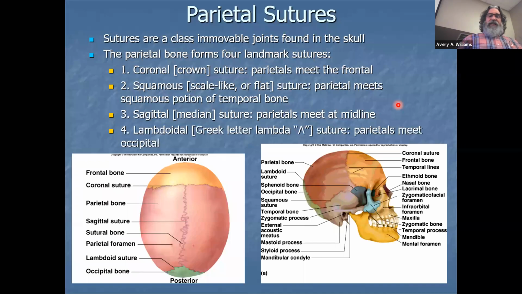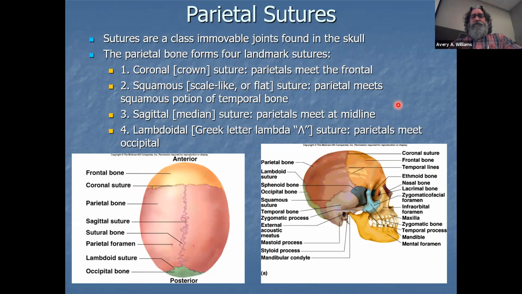Coronal, squamous, sagittal, and then the last one, I think this is my favorite one, number 4, the lambdoidal suture. Why is it my favorite? Oh, for a number of reasons. First of all, because I like to say the word lambdoidal. What does lambdoidal mean? Something that is lambdoidal is of or like the Greek letter lambda.